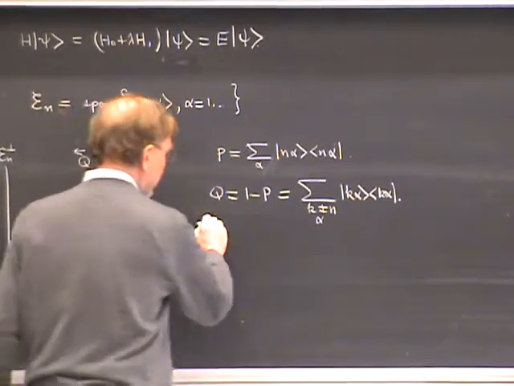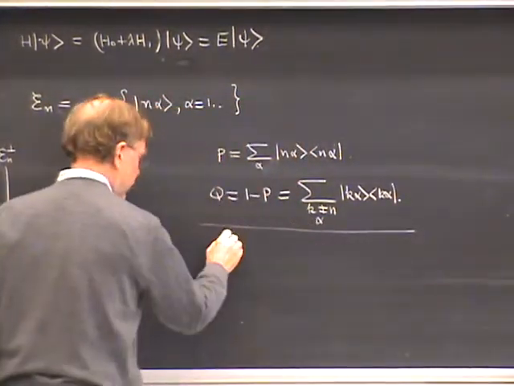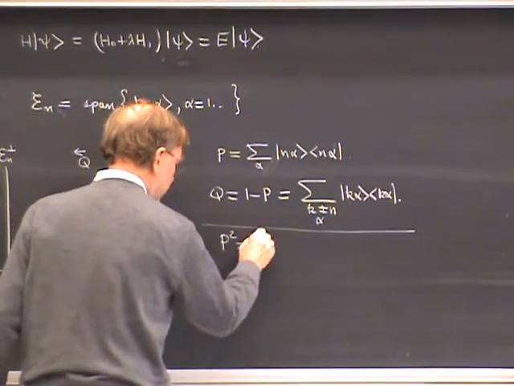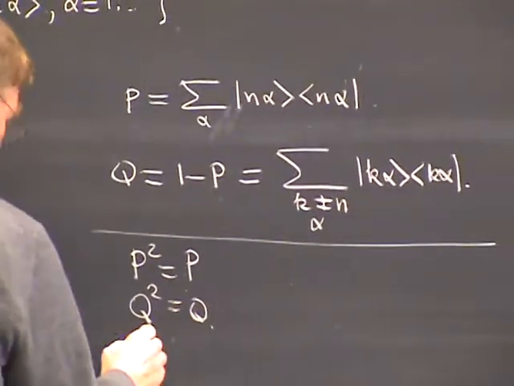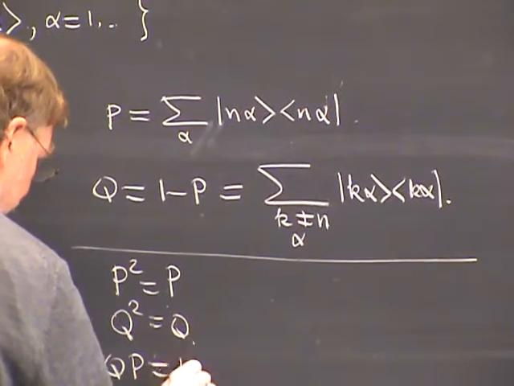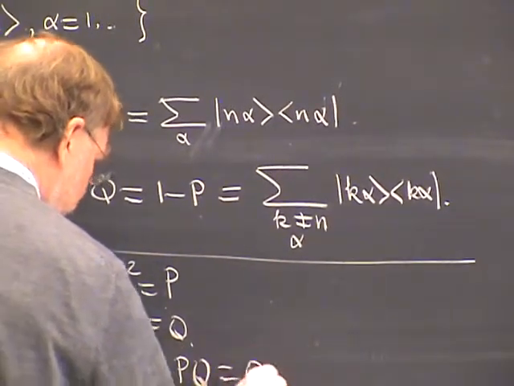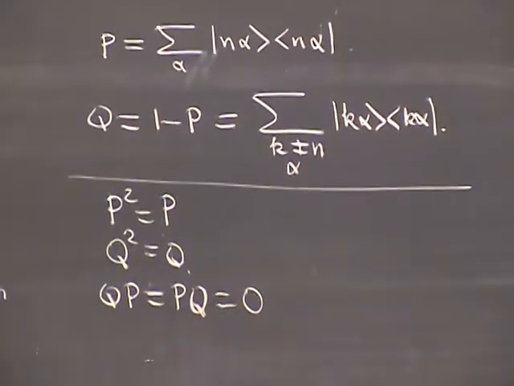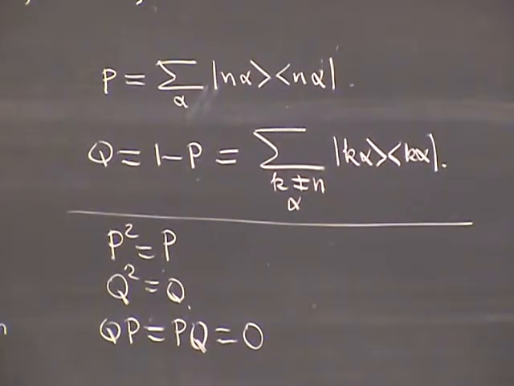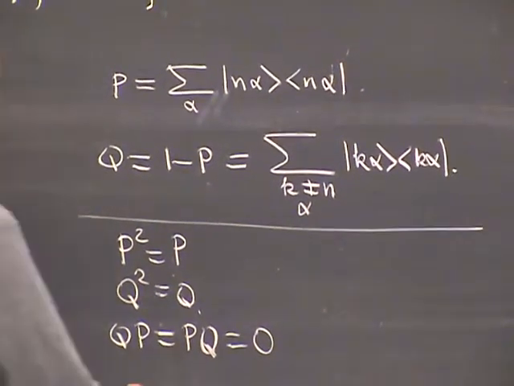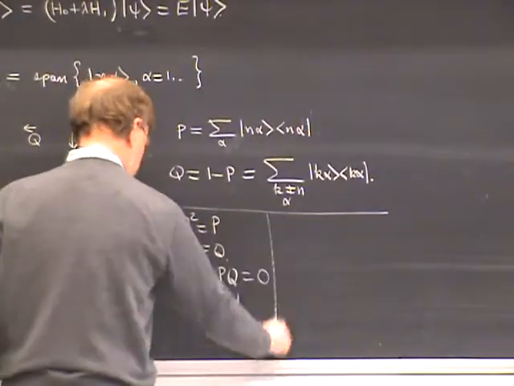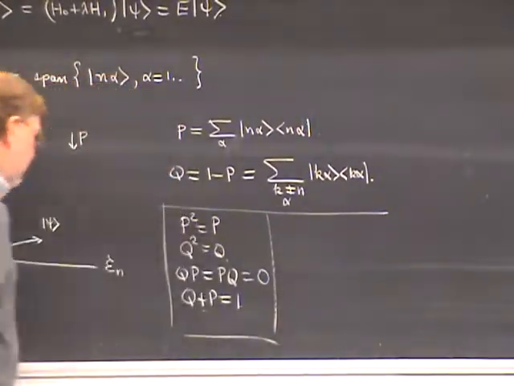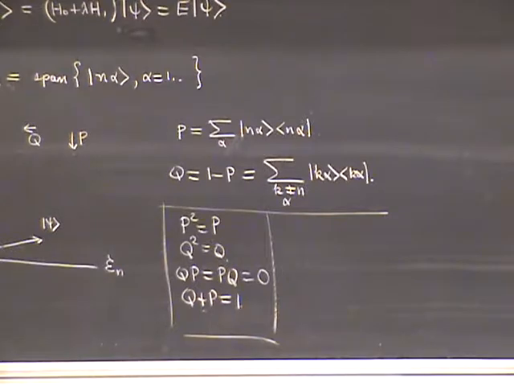And so these are the two projectors. These projectors have the usual properties of projectors. First of all, they're idempotent, so the square of P is equal to P and the square of Q is equal to Q. They are also orthogonal projectors, so QP equals PQ equals zero. If you apply the two of them, the different ones, in succession, they just kill each other. Their sum is equal to 1 because they are complementary projectors.